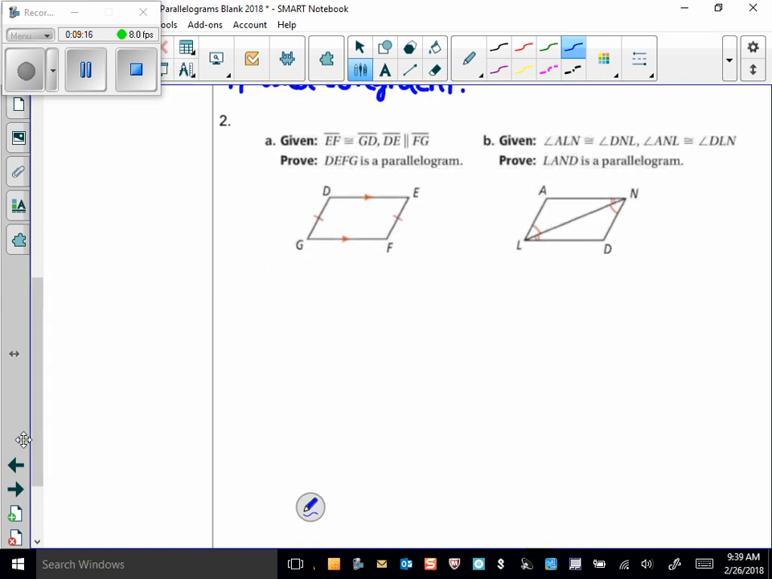Okay, and how about this one? EF is congruent to GD, and DE is parallel, but they're not the same set of sides. I would have to know that one set of sides is both congruent and parallel, so there's not enough info here either. Not enough info here to prove that they're parallel.